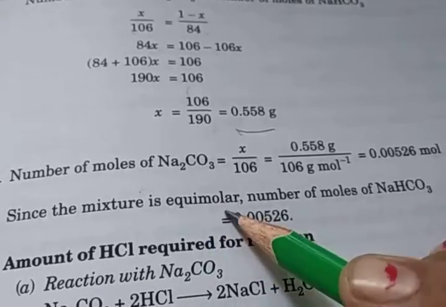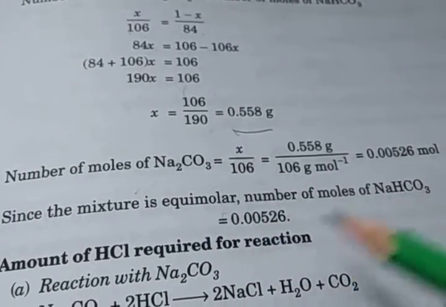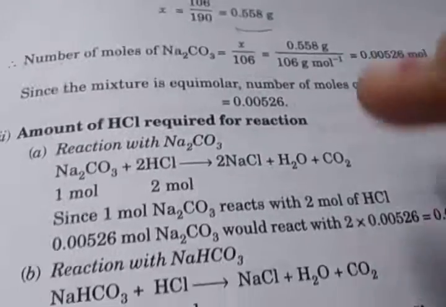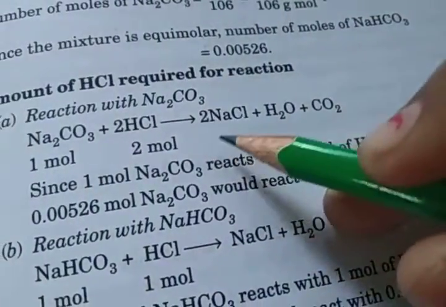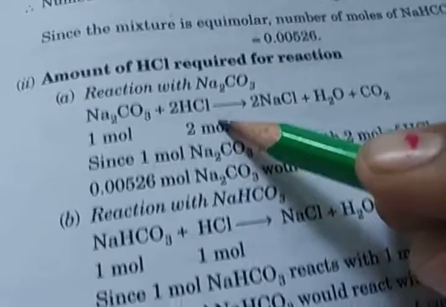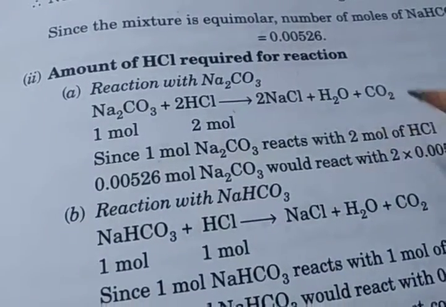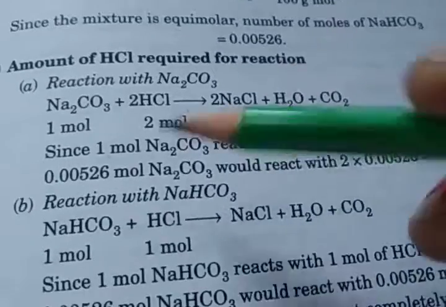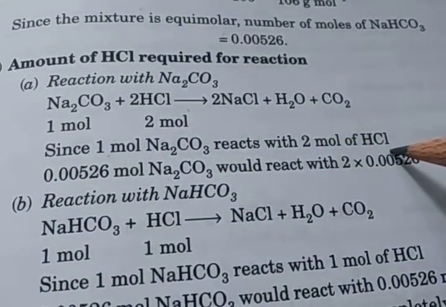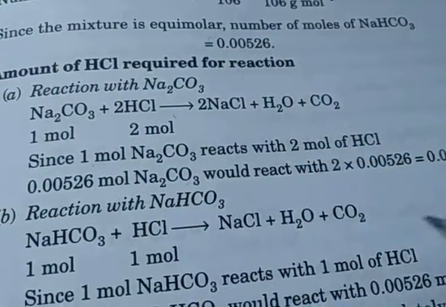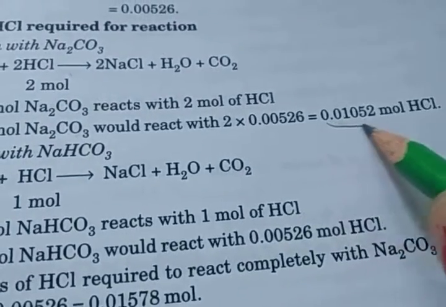Similarly for sodium bicarbonate, because the mixture is equimolar, the number of moles of sodium bicarbonate is also the same, 0.00526. Then the amount of HCl required for the reaction, because the question is how many ml of HCl. Sodium carbonate reacts with HCl to give NaCl plus H2O plus CO2. One mole of sodium carbonate reacts with 2 moles of HCl, so 0.00526 multiplied by 2 is the amount of HCl.